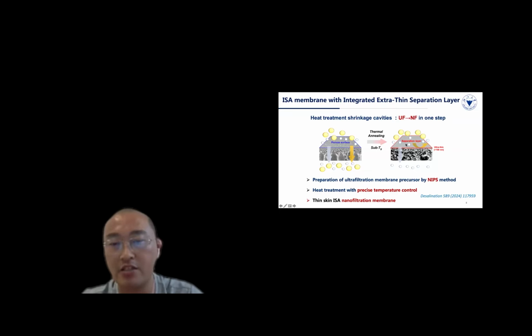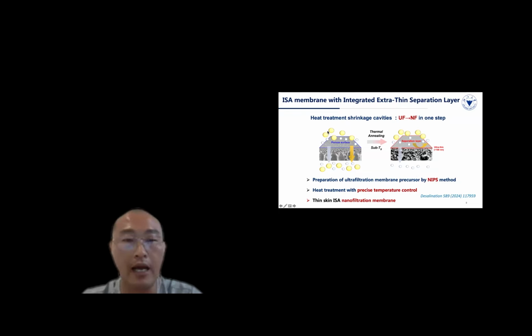This dense surface will be the separation layer of this membrane, and this separation layer is combined with the bulk without any interface, and the thickness can be controlled to less than 100 nanometers, similar to the surface of the TFC membranes. Okay, and this kind of membrane can give very high performance.